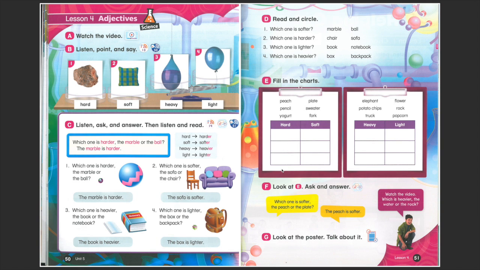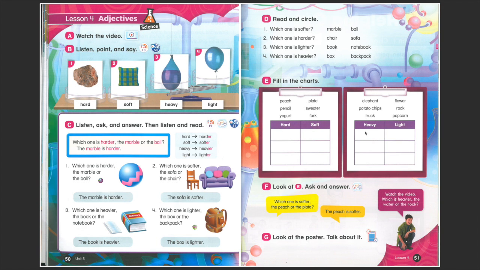Okay, now, without looking at this page, which one is softer, marble or ball? Yes, very good, the ball. Which one is harder, the chair or the sofa? Well done, the chair. Which one is lighter, the book or the notebook? The notebook, well done. And which one is heavier, the box or the backpack? Yes, the backpack.